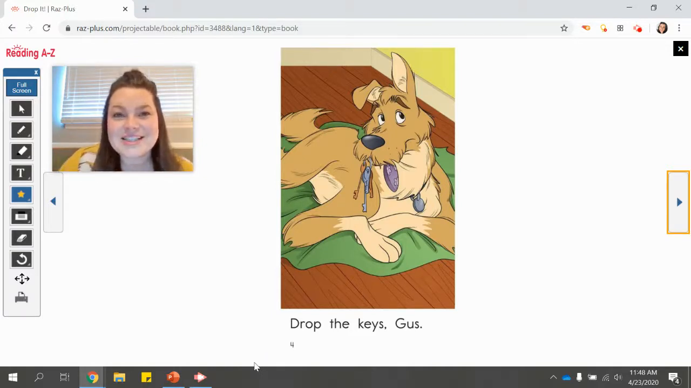All right, let's read together now. Ready? Drop the keys, Gus. Did you get that word keys? We can use the picture for clues, and we can use that beginning sound too, can't we? Keys.